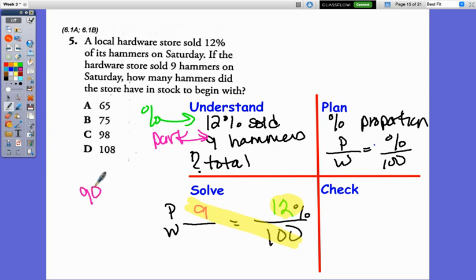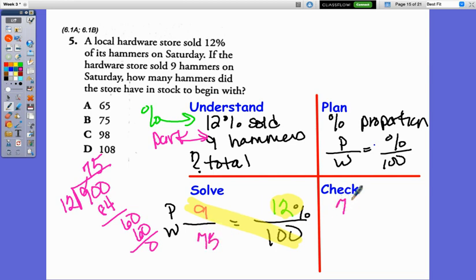9 times 100 is 900. 900 divided by 12. Well, 7 times 12 is 84. Subtract, I get 60. 12 times 5 is 60. So they had 75 hammers in the shop.